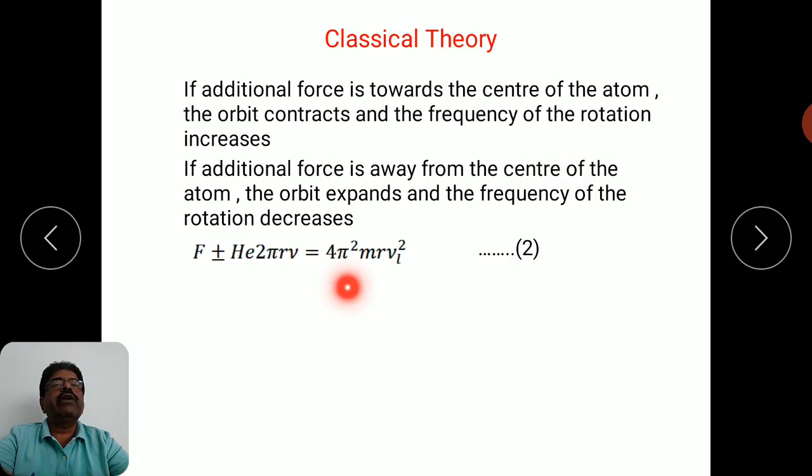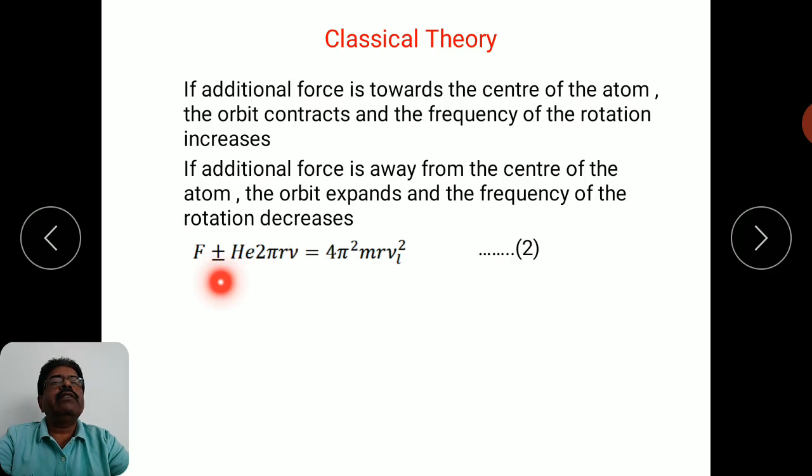So the total force you can say is F plus or minus He 2 pi r nu. What is He 2 pi r nu? That is the additional force acting on the electron because of the presence of the magnetic field. The earlier force, meaning the centripetal force, we have already defined.